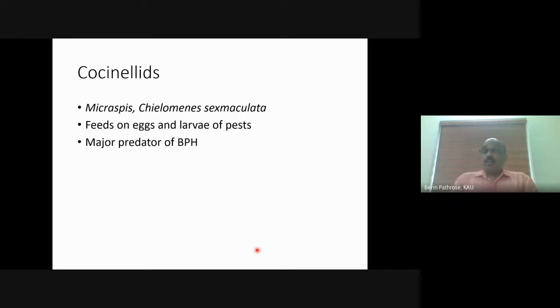Then we have so many coccinellids. Mainly the coccinellids which we see in the rice ecosystem are Micraspis and Cheilomenes sexmaculata. There is one more species I forgot to include, that is Harmonia. Harmonia is also normally seen. So Micraspis and Cheilomenes feed on eggs and larvae of pests. It is a major predator of BPH.